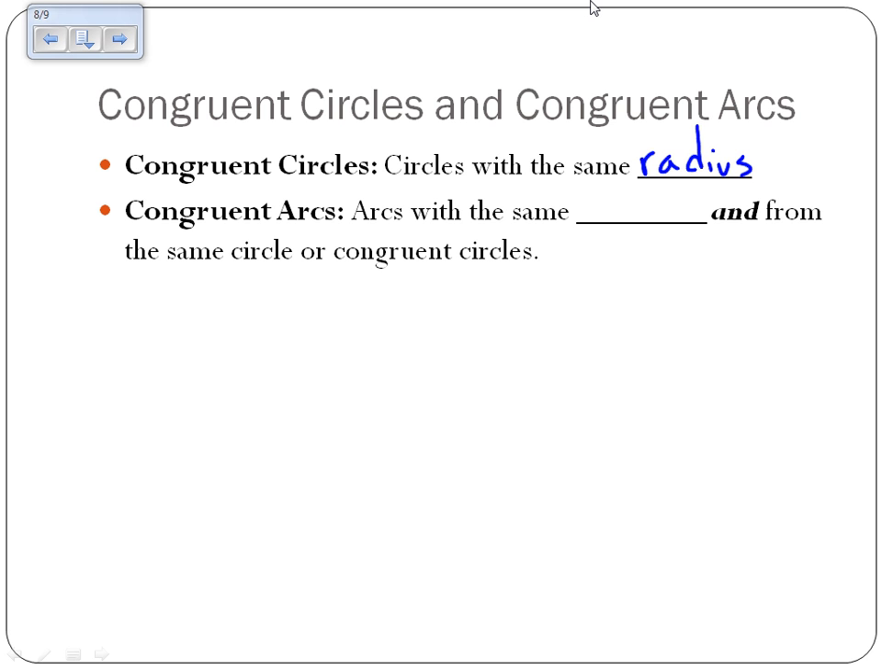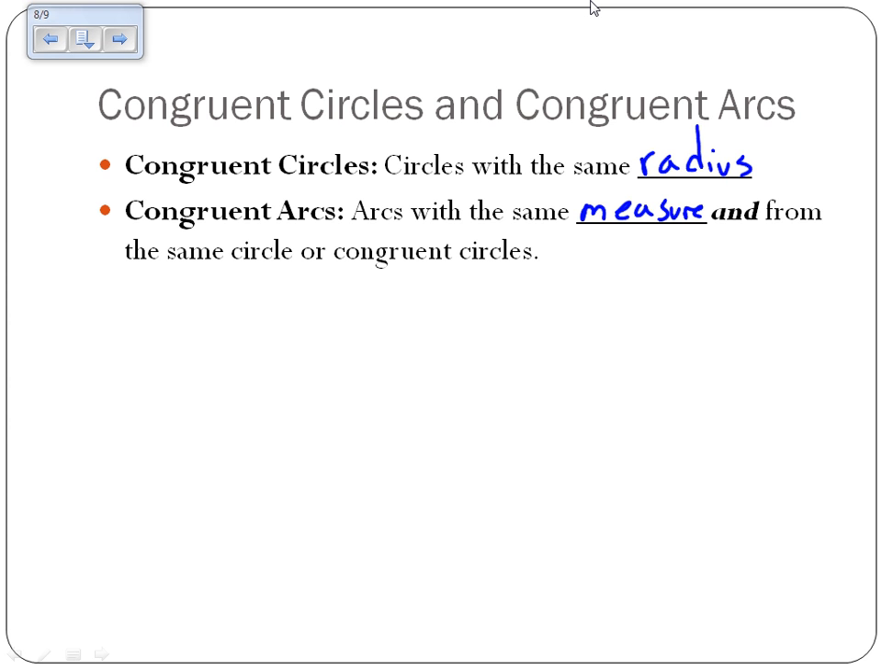Congruent arcs are arcs with the same measure, and they have to be from the same circle or from congruent circles. That means they have to have the same measure, like 45 degrees, and they also have to be on the same size circle. So it can't be like a huge one versus a small one. It has to be 45 degrees on the same size circle. Okay? They very rarely come up, though.